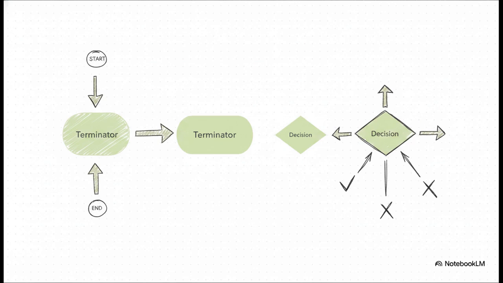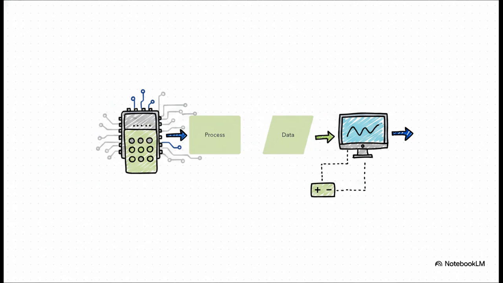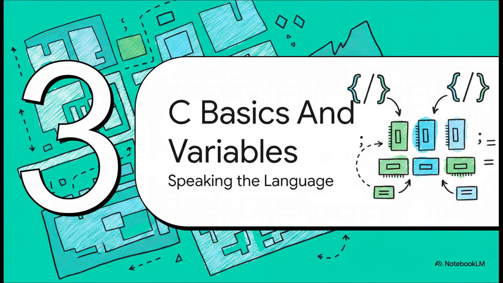statement in your code. We also use the standard rectangle to represent a core process. This tells us a specific action or calculation is taking place. Meanwhile, that tilted rhomboid shape is used for data. It flags incoming inputs to the system or outgoing outputs, which is very similar to assigning a value to a variable. Section 3, C basics and variables.